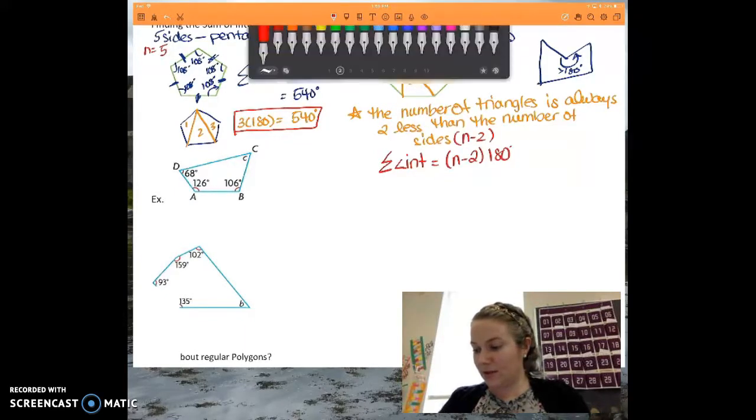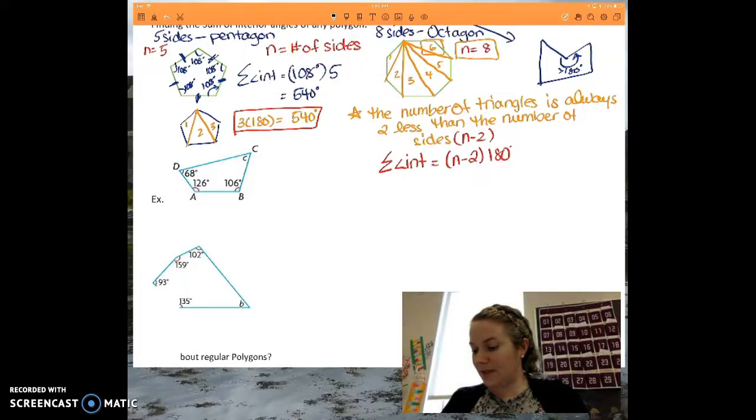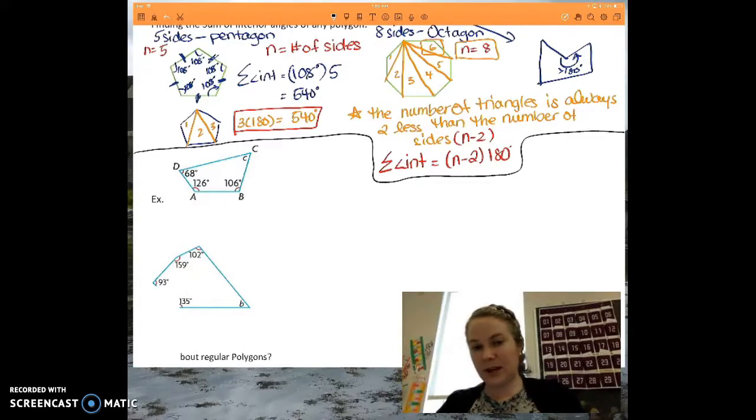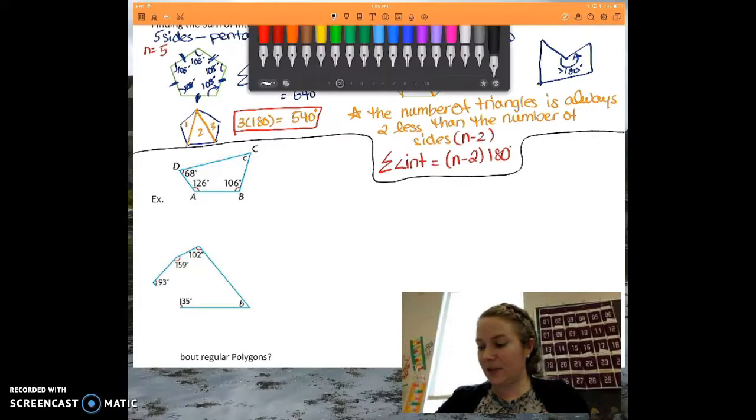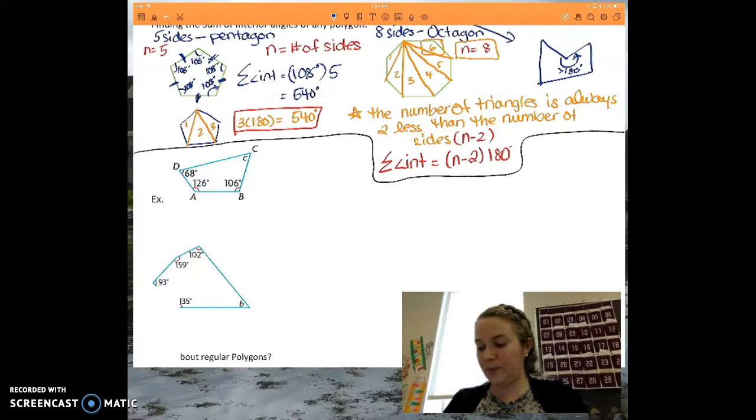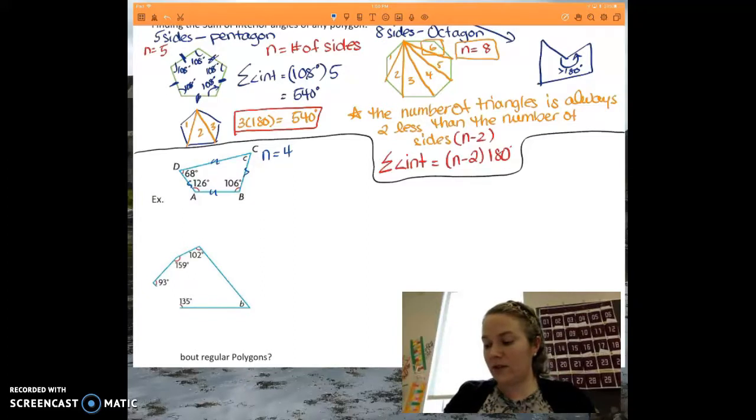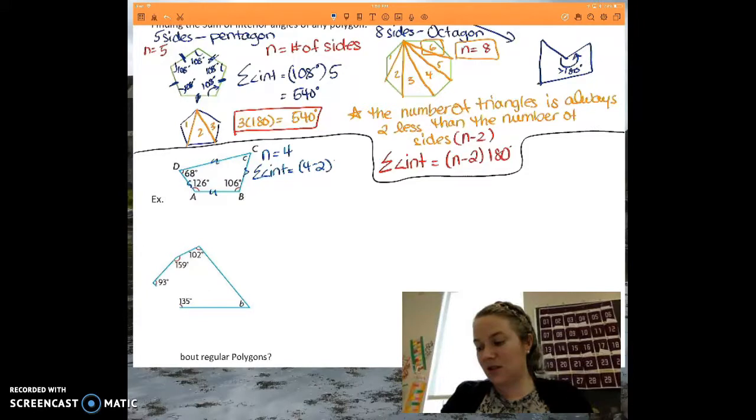Okay, so I'm going to try and make some space here. Okay, and let's look at that first example. Go back to blue. Here, n equals 4. Look, there's 1, 2, 3, 4. N equals 4. Therefore, the sum of interior angles is 4 minus 2 times 180, which is 2 times 180, which is 360 degrees.